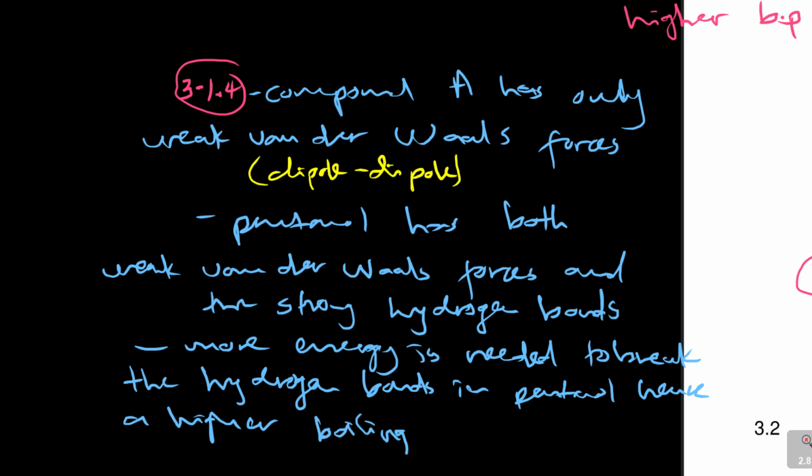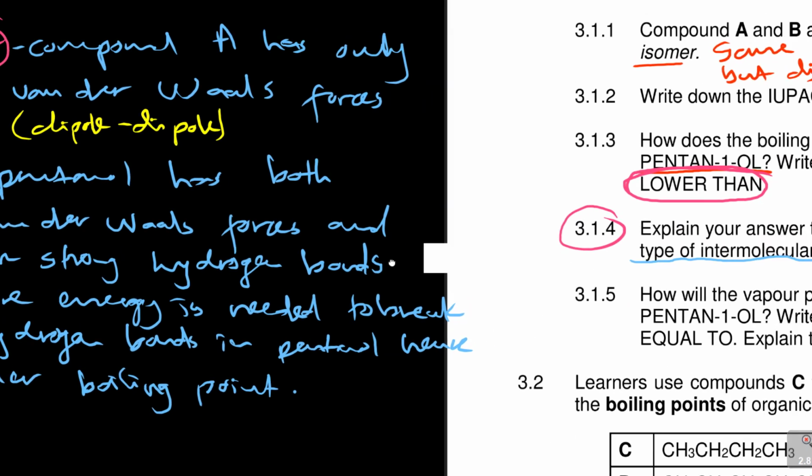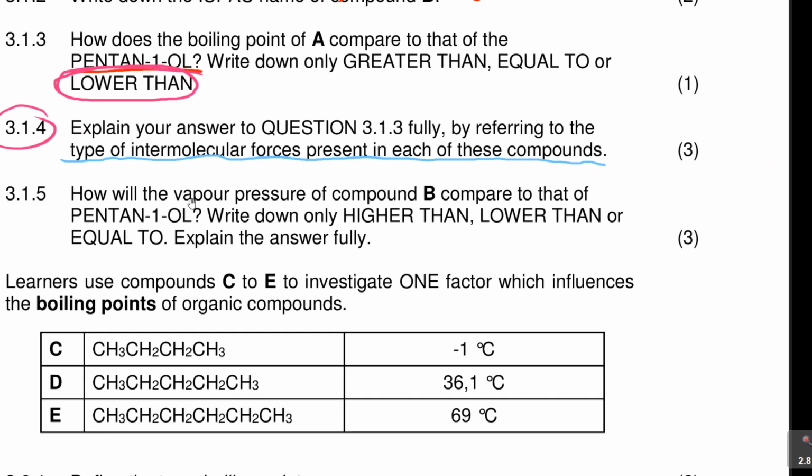Avoid saying BP, I'm just even avoiding it. Higher boiling point. That's what they wanted to capture in this. Alright. Now how will the vapor pressure, now we're moving on to the 1.5. How will the vapor pressure of compound B compare to that of pentanol?